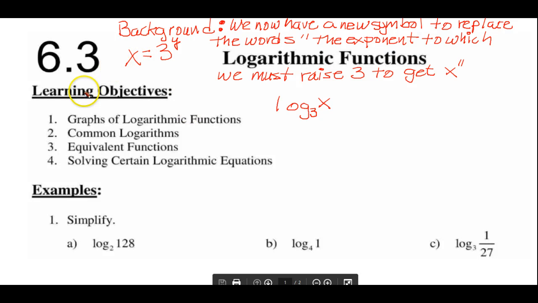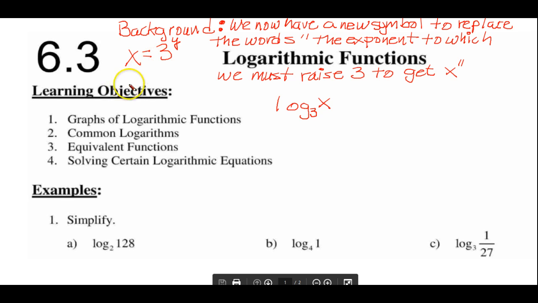As we go into topic 3 of module 6, we're getting into what is called logarithmic functions. And we'll graph logarithmic functions, which are very similar to what we've done already. We're going to talk about common logarithms, equivalent functions, and solving certain logarithmic equations. But before we start, we want to find out what in fact is a log.